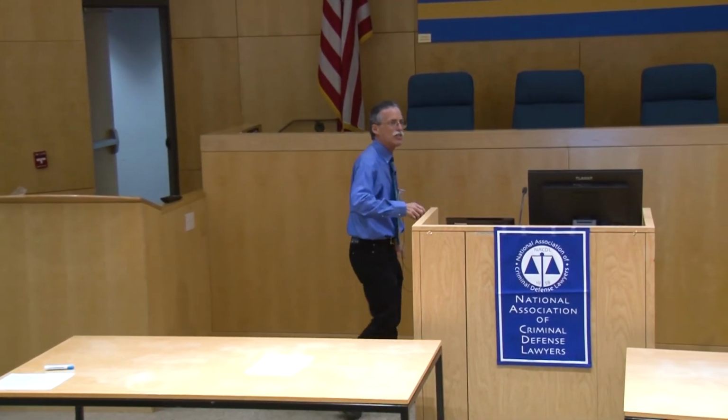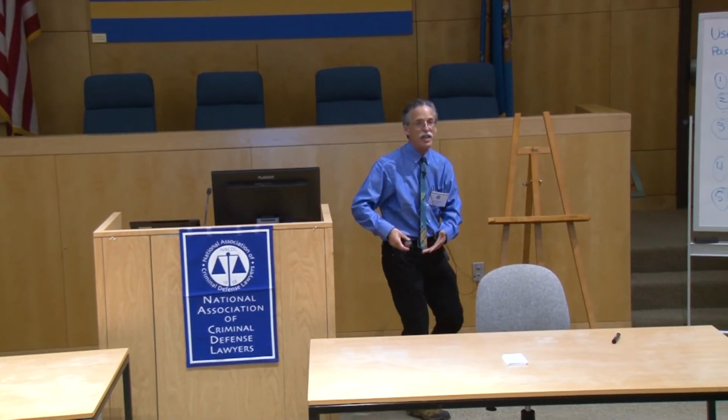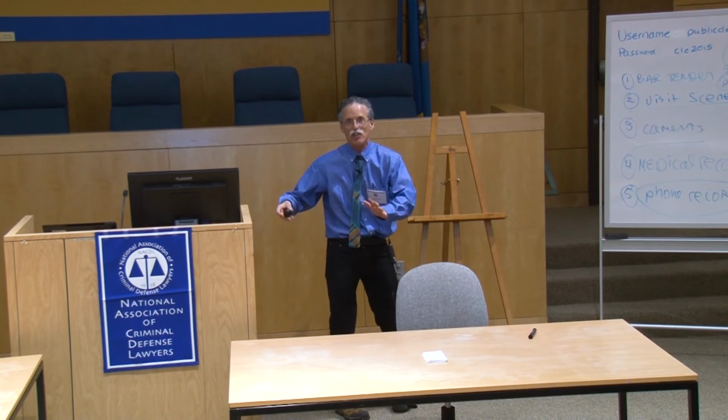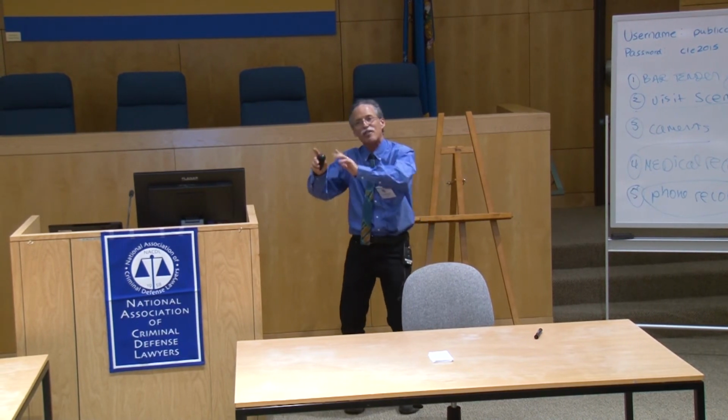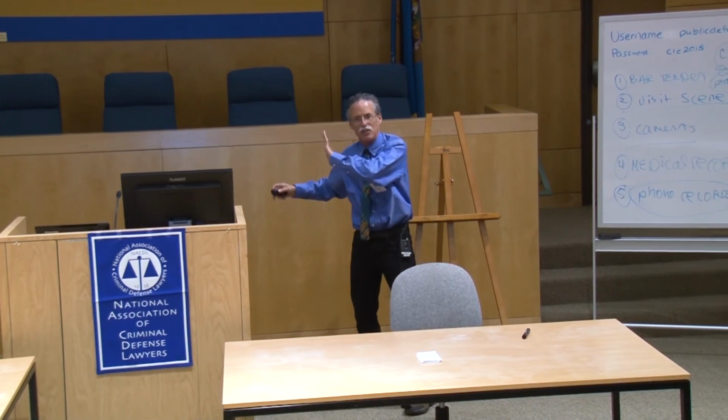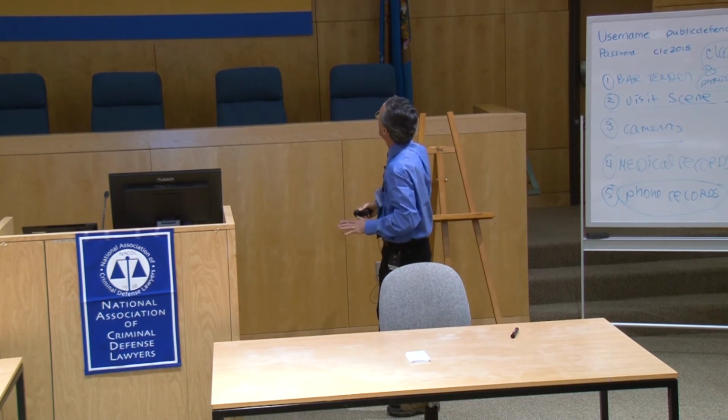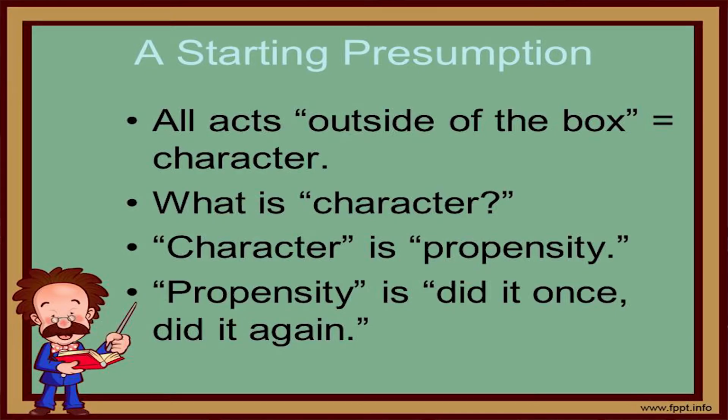Now, sometimes acts are inside the box time-wise. So I'm arrested for murder, or I'm committing a murder, I'm arrested at the scene. In my pocket is my collection of child porn. Okay, well, that's concurrent, but it's so different, you'd separate that out anyway. All right? And what is character? And we've been through all this. So that's our approach. And that's an approach supported by the rules of evidence.